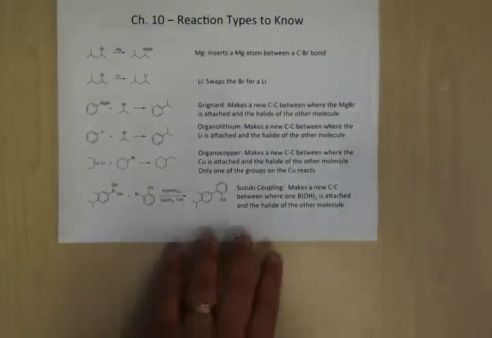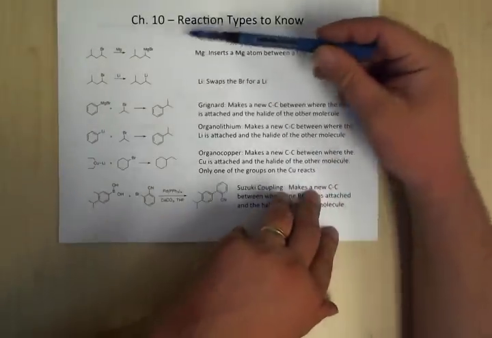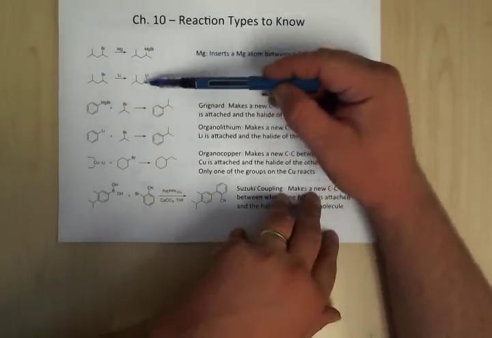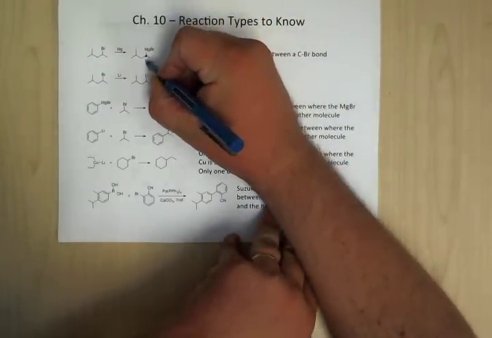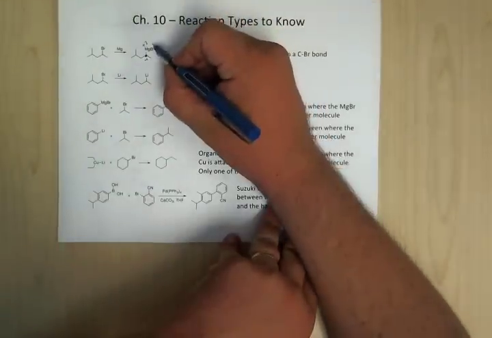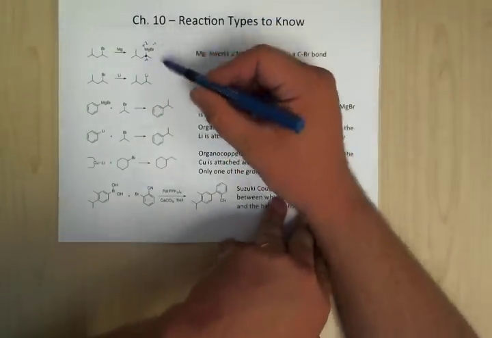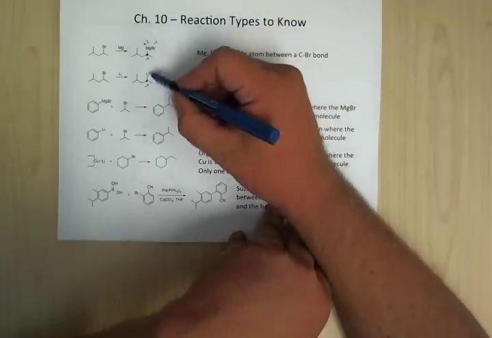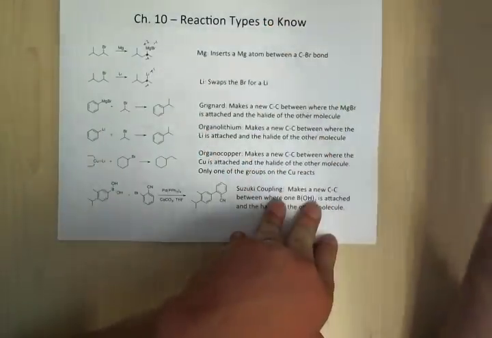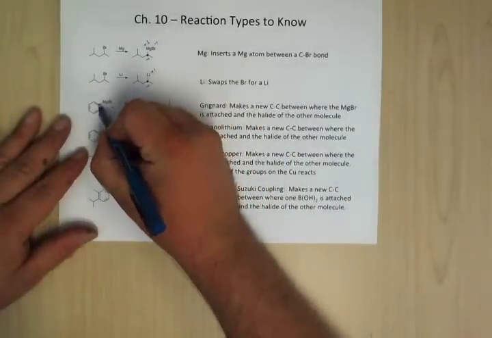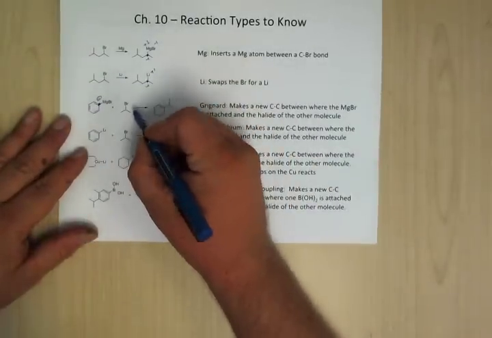For magnesium, it's going to insert between the carbon and the bromine. Here, lithium just swaps for the bromine. Remember, this carbon here has a -1 charge. The magnesium typically has a +2 charge, so that means we need to keep that bromine around because that's going to have the negative charge. But here, that carbon is a -1 and the lithium has a +1, so everything's balanced out.